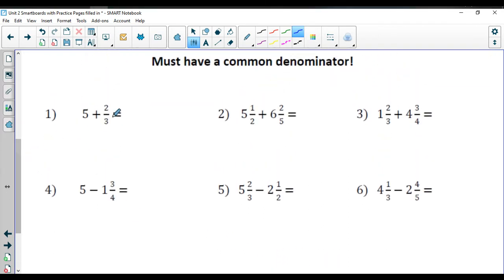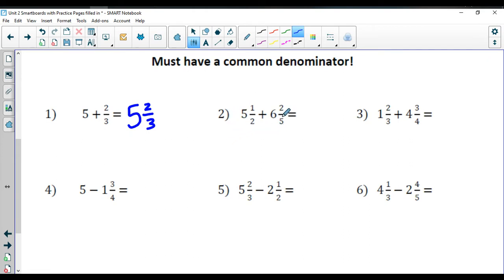That's right here in your packet. And this is probably the easiest kind that you'll have. It's a whole number plus a fraction. When you have a whole number plus a fraction, it's really easy. 5 plus 2/3 is just 5 and 2/3. You don't really have to do anything here. No common denominator needed because it's just a whole number and a fraction. You could change this to an improper fraction if you needed to for your answer, but we're not going to worry about it for this.